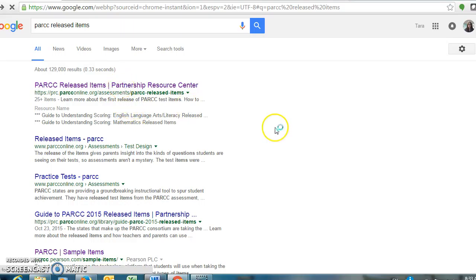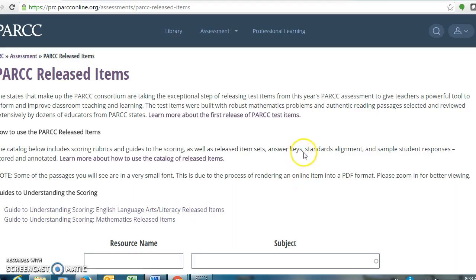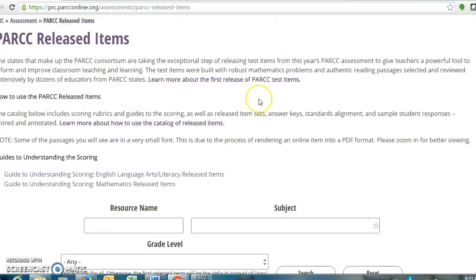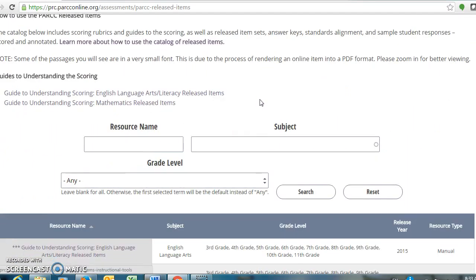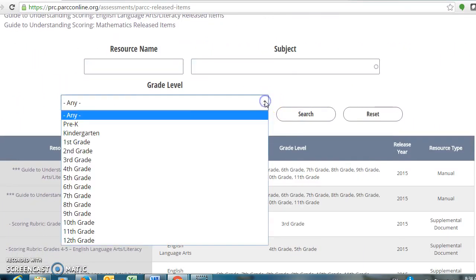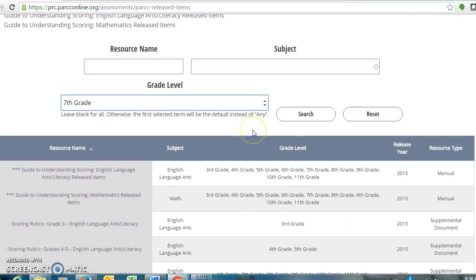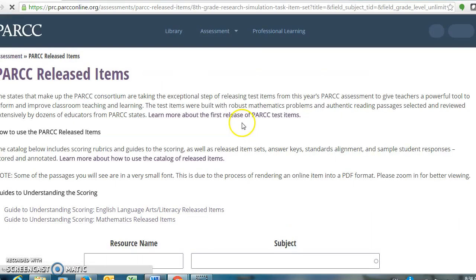So you can just click right on that Google search item, or you can go straight to the website from the handout. And when you get here, the website should look like this: PARCC released items. You're going to go to the grade level bar and you're going to select your grade. I'm going to select 7th grade just because it's in the middle of the middle school, but you can select any grade level and you can search.